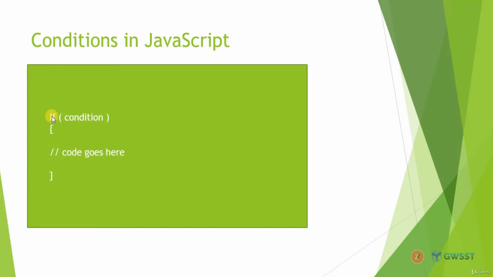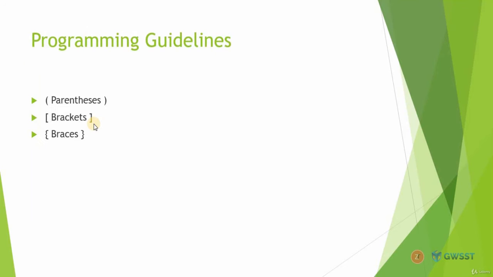We have if something is true, then we have to do something. If something is false, then we'll have to do something. Now what you have to understand is that the condition is always in a true or false scenario. Now there are some programming guidelines which you should know.